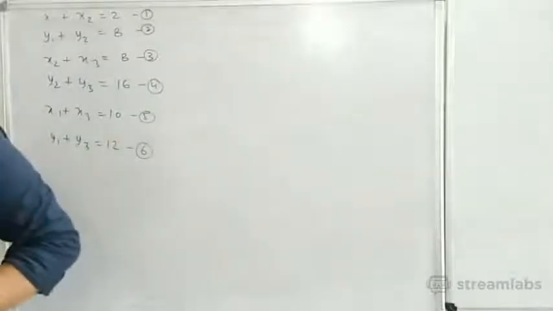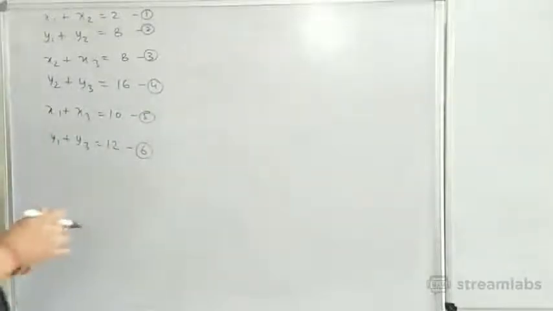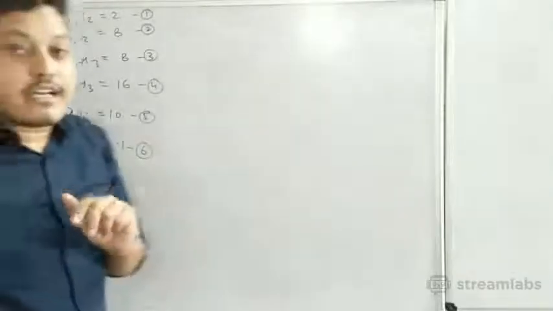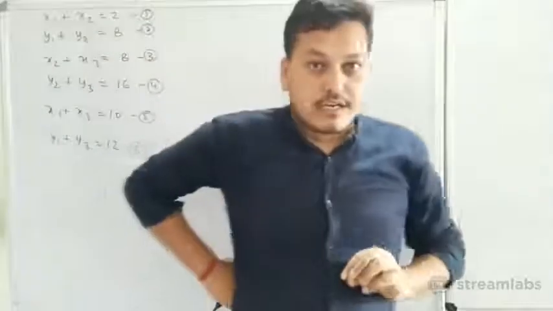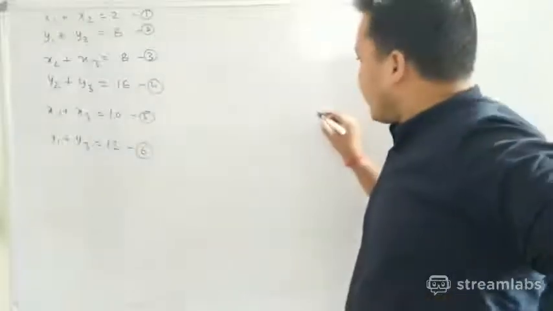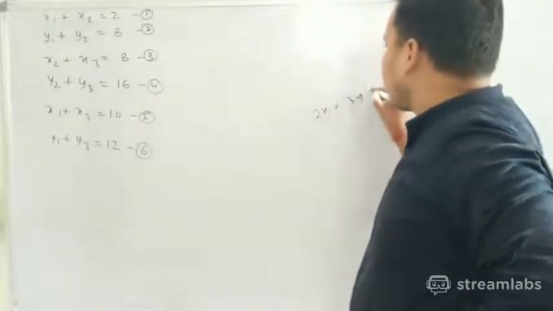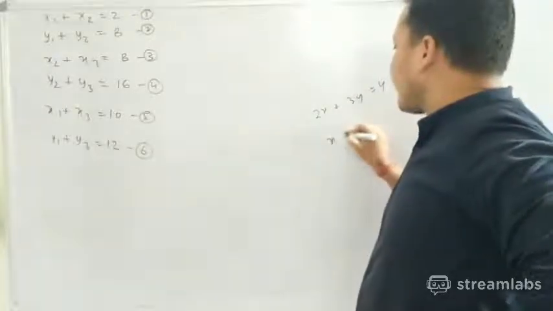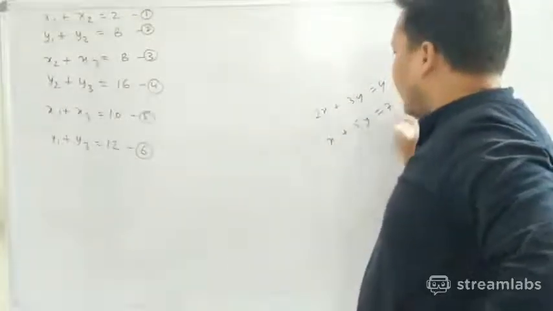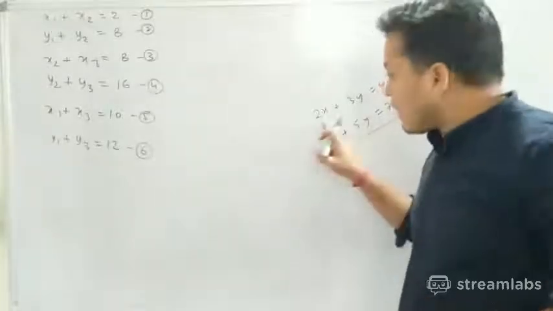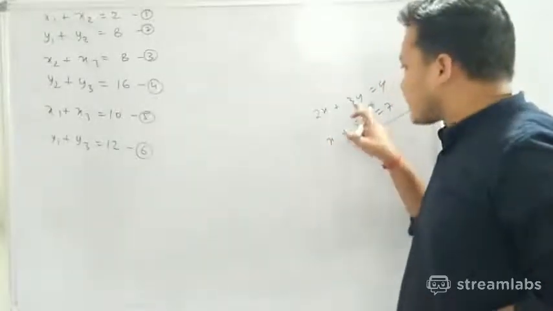Now listen, how can we solve it? Listen carefully. As you know, in the case of simultaneous equations, if you are given 2x plus 3y is equal to 4 and x plus 5y is equal to 7, you can solve it by elimination and substitution because the variables are the same: x and x, y and y.